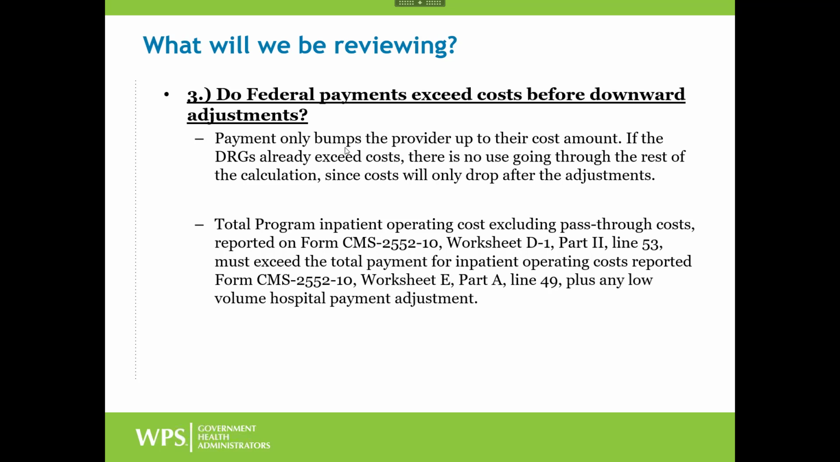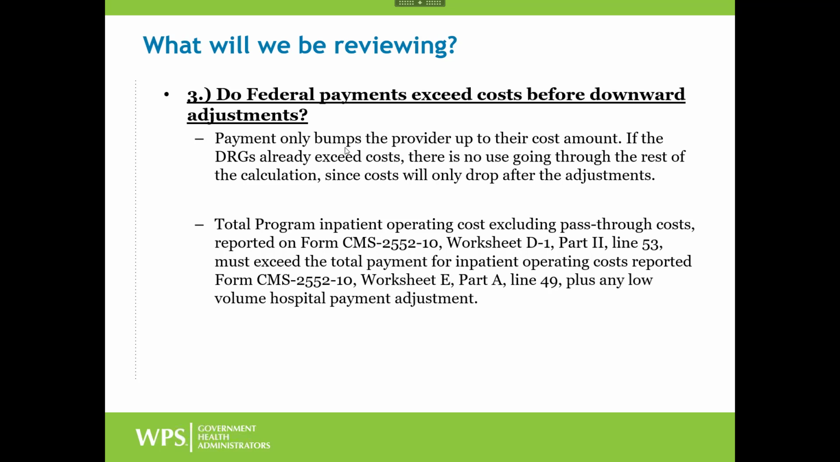Remember, we're comparing the fixed portion of the payments to the fixed portion of the cost, but nonetheless, you're only going to get that cost amount recovered. So if those DRGs and other federal payments already exceed those costs, there's no use going through the rest of this calculation. Now, when we talk about the costs in question, we're talking about the total program inpatient operating cost, excluding any pass-through costs, because those are already separately reimbursed. That's the idea of pass-through. They're not paid by these federal payments, the DRGs. They're paid on a cost basis.